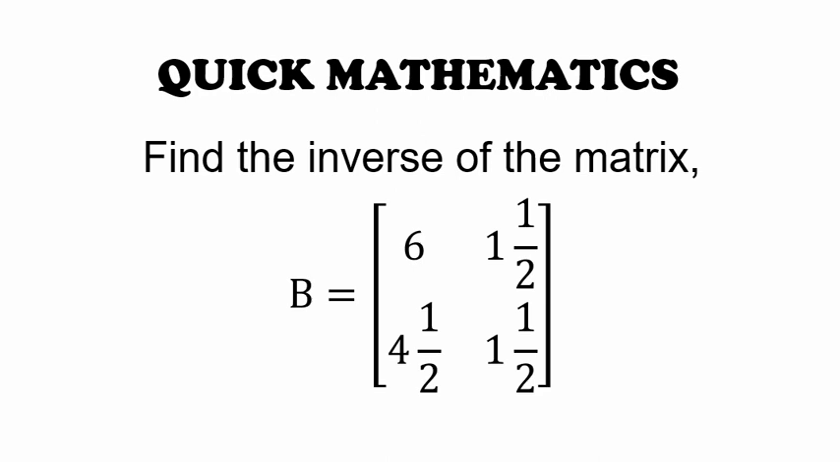The problem is to find the inverse of the matrix. The matrix is B equal to: in the first row, you have 6 and 1 whole number 1 over 2. In the second row, you have 4 whole number 1 over 2 and 1 whole number 1 over 2. So let us take the quick solution.